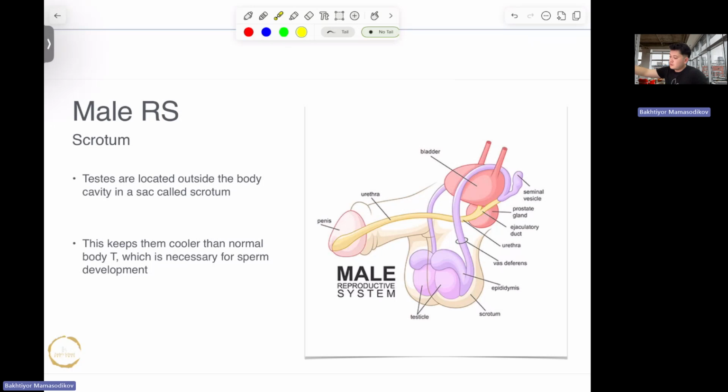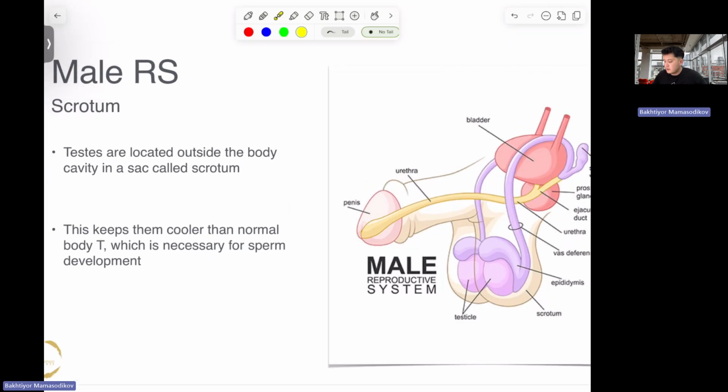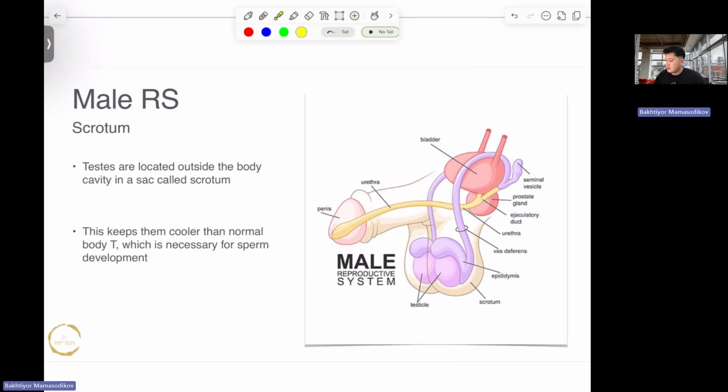What is the scrotum? The scrotum is an organ, I can say. It is also called the sac, where they store the testicle or testis. This is the sac where they store the testicle.